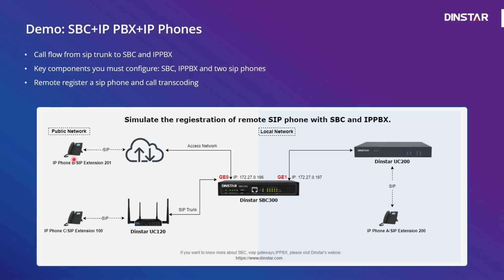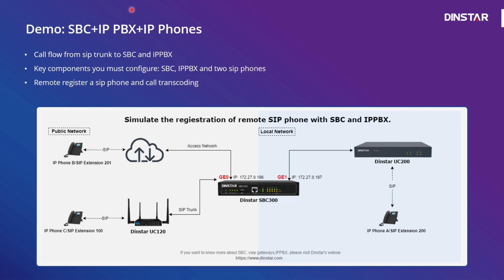Another scenario is remote registration. Here we have phone B. If you want to register to your DINSTAR UC200 from outside the network, you go through the public network and through here. After that, you register to your UC. After registration, you're able to call each other from extension 1 to extension 2.